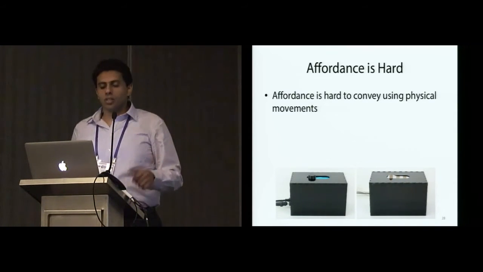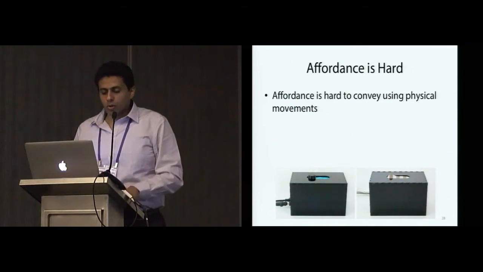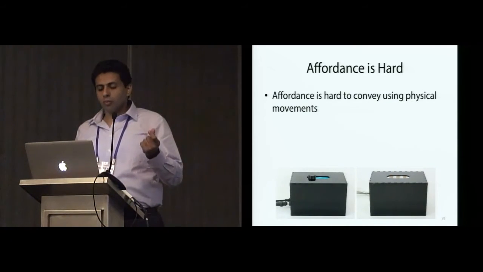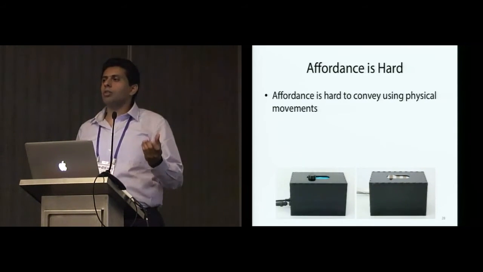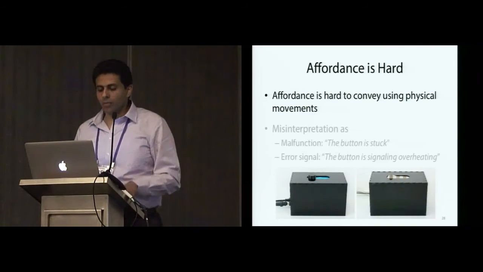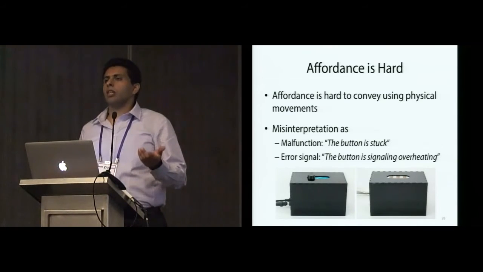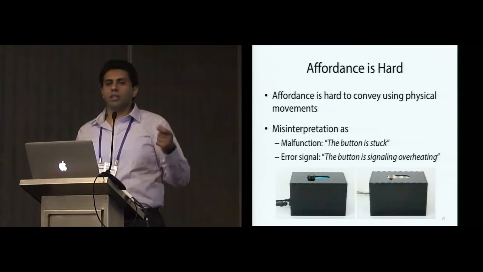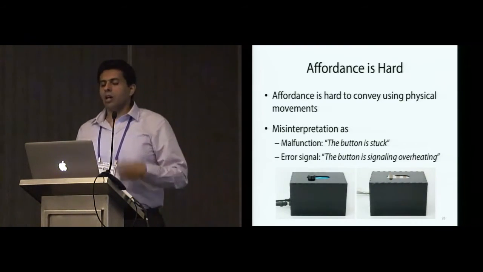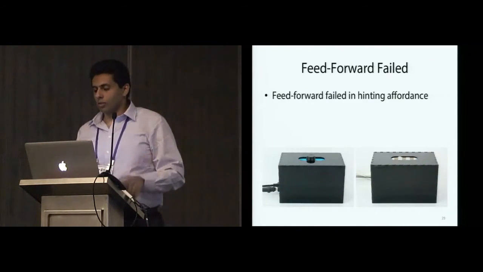The first thing that we noticed is that affordance is hard, as mentioned, for example, in the previous talk. Vibration movements were good in grasping users' attention, especially since the buttons moved without the users interacting with them. But it led to some misinterpretations. Not always did users think that those were invitations for movement. Sometimes they thought that the button is kind of stuck and doesn't want to move to the other side, or that the button is signaling an error, that it's overheating, or there is danger with the system.